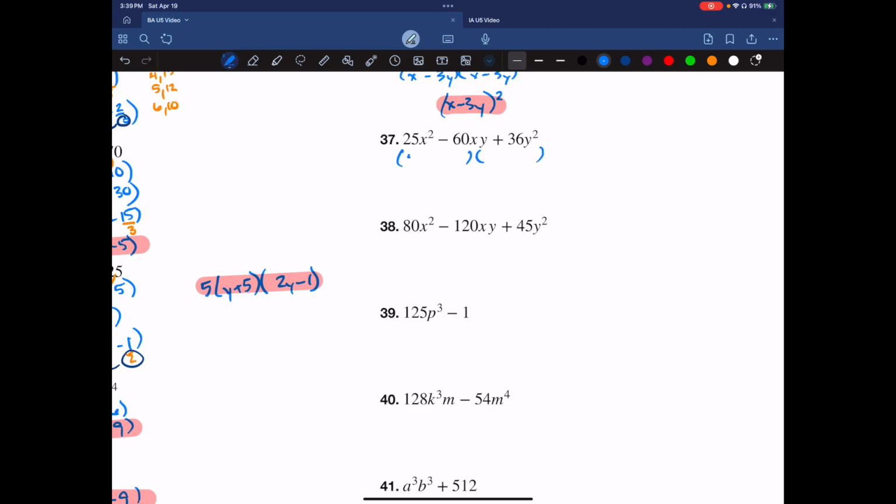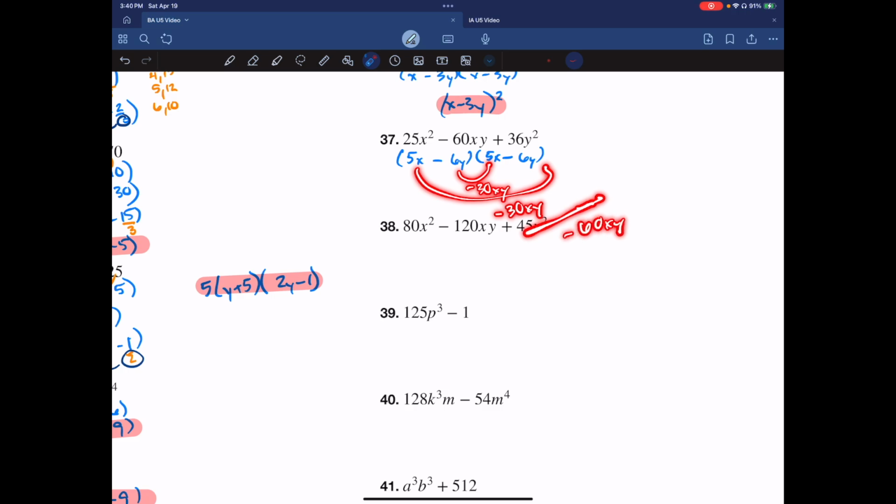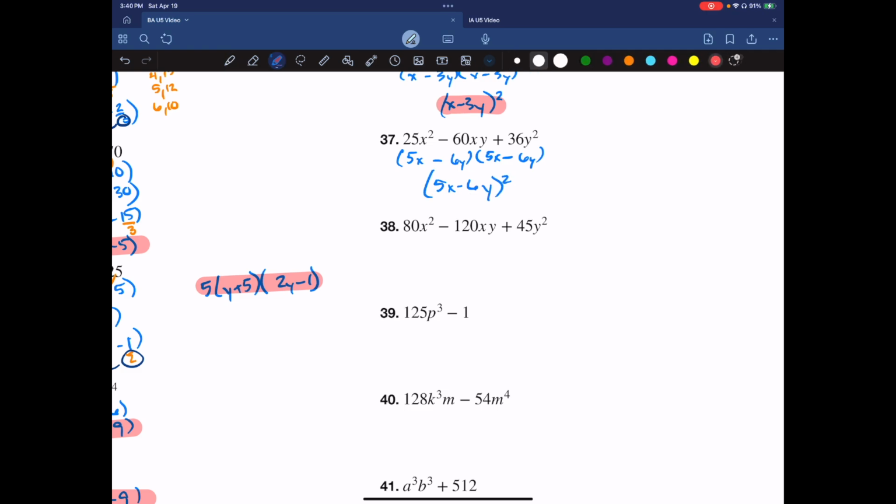So if I take the square root of the first term, that's 5x and 5x. If I take the square root of the last term, that's 6y and 6y. All right, my second sign is positive, so both signs are the same as the first. So this is minus minus. And once again, check it. That's going to give you negative 30xy, and this is going to give you negative 30xy, which is going to give you a total of negative 60xy, which is what you wanted. So this works out, and I'm going to combine this to be 5x minus 6y all squared.